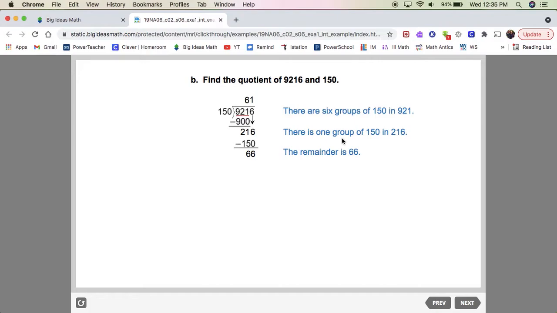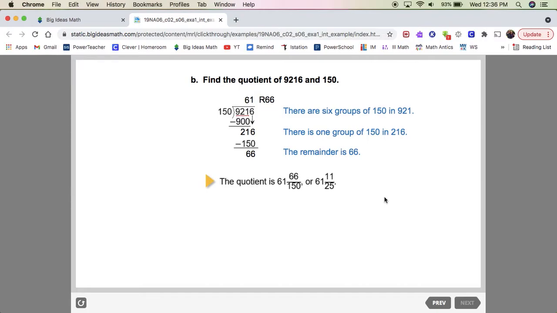Now sometimes you can write your answer like that, but usually in 6th grade they want you to write it as a mixed number. Remember, I told y'all that this is your whole number part of your mixed number. The remainder will be your numerator, and the divisor will be your denominator. I think it'll show you that here. Yes. So we write this as your whole number part. This, your remainder, is your numerator. And this, your divisor, is your denominator. And then they simplified it. These are both divisible by 6. And you get 61 and 11/25 as your answer.